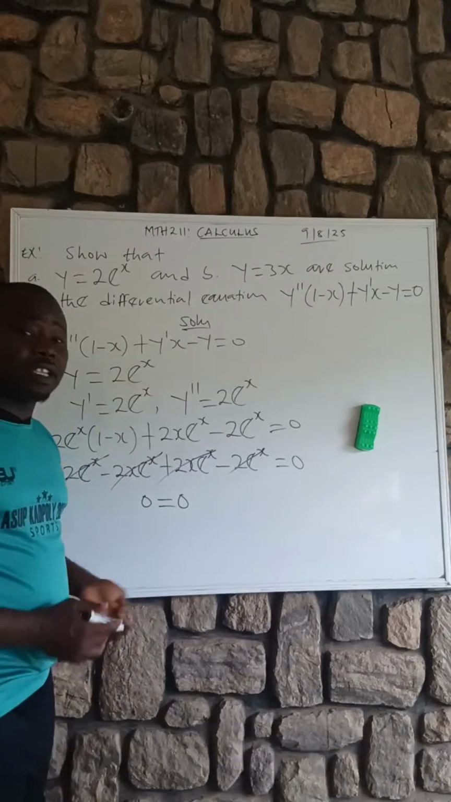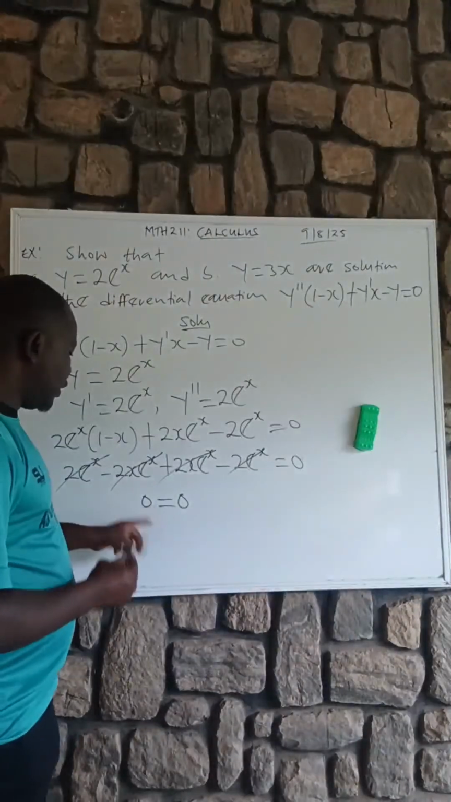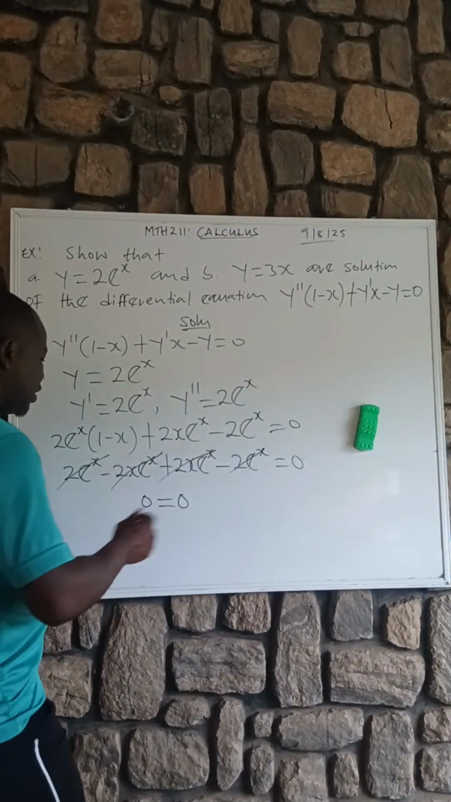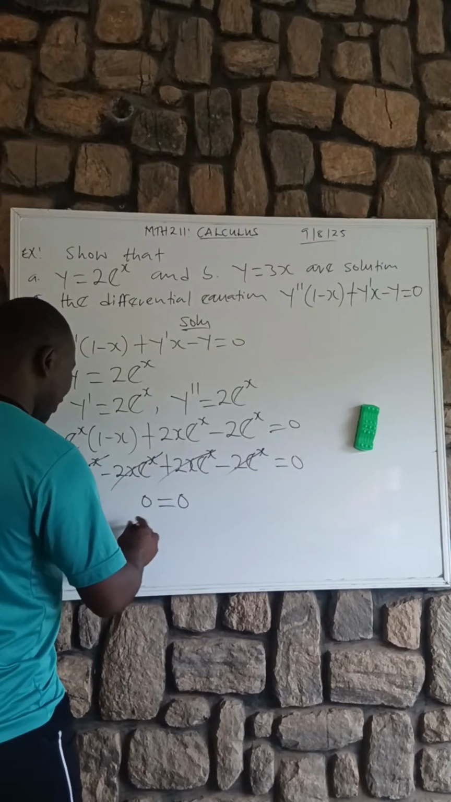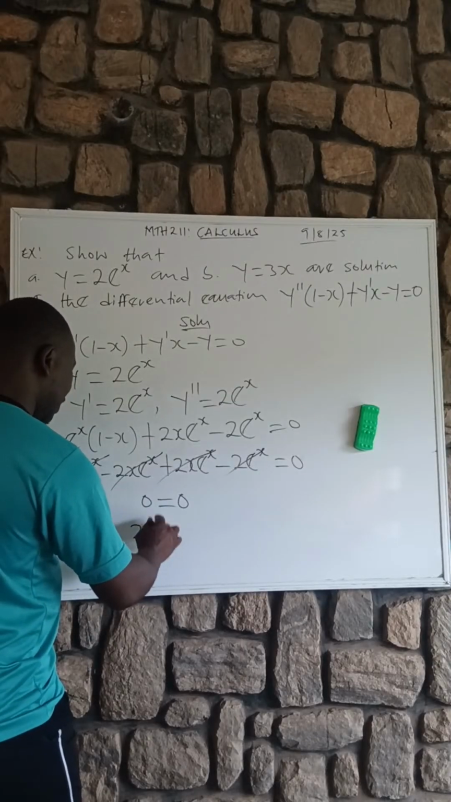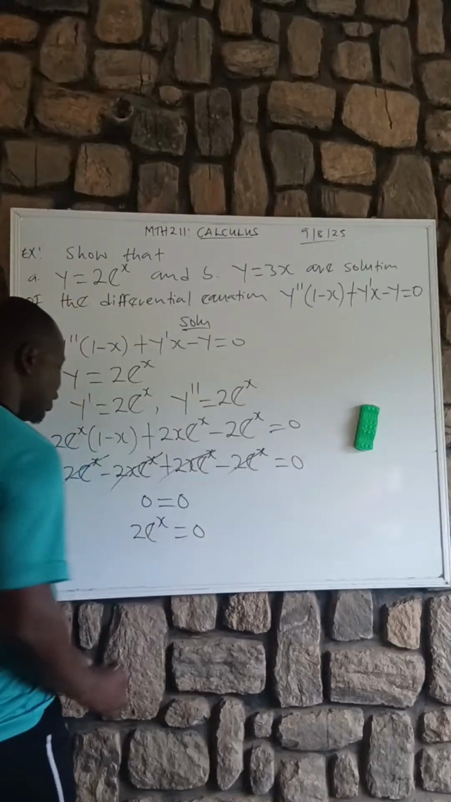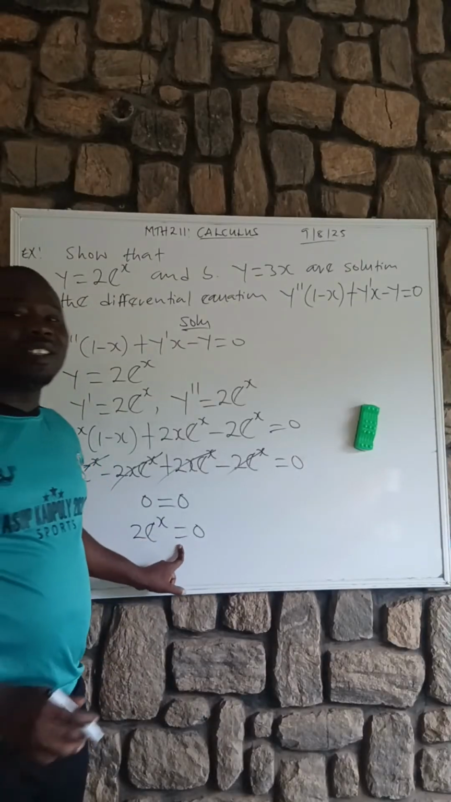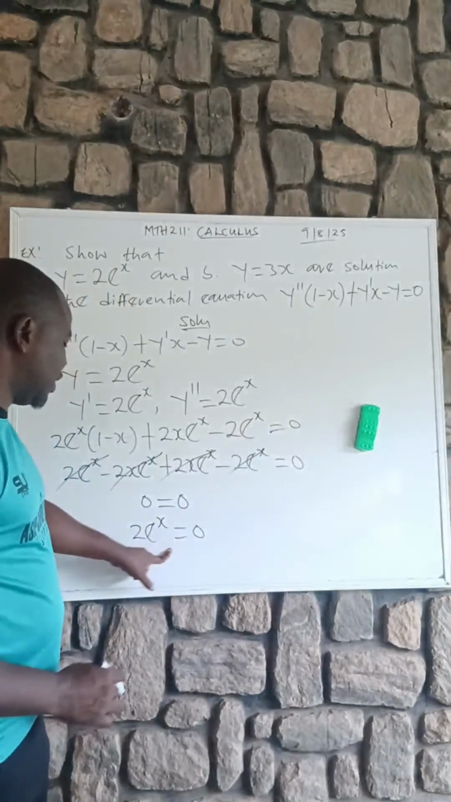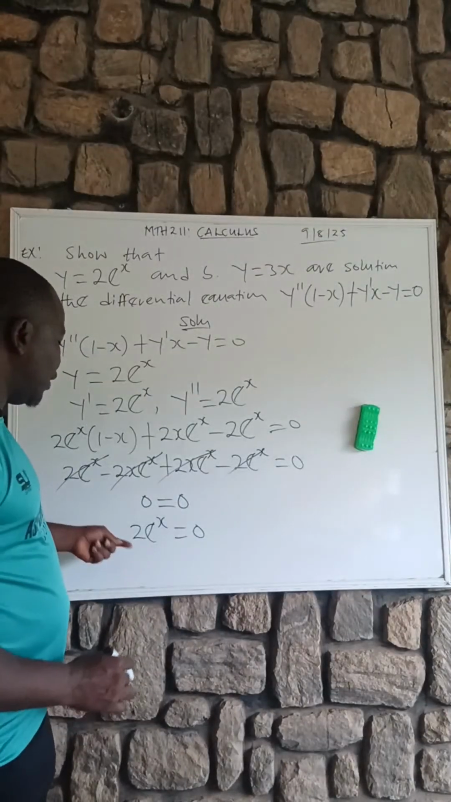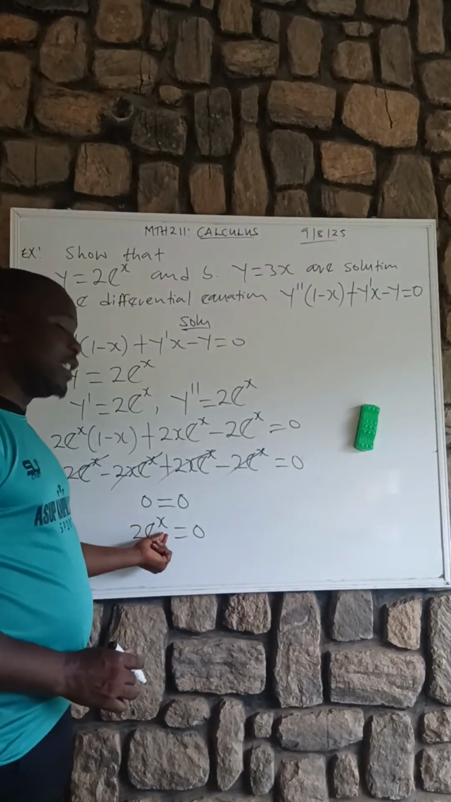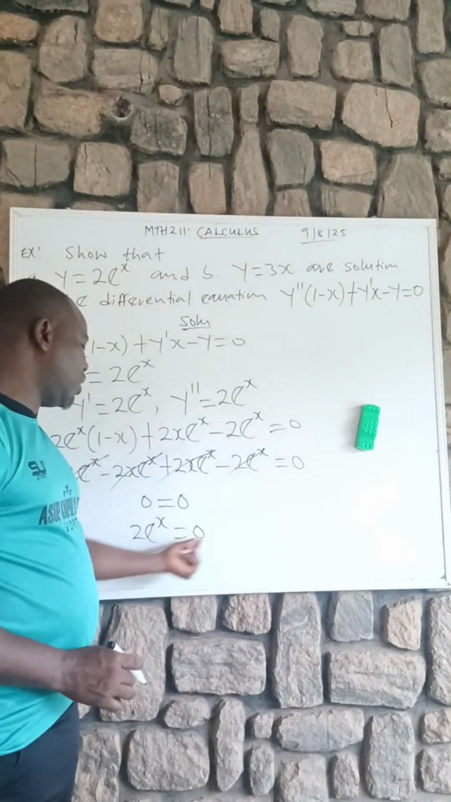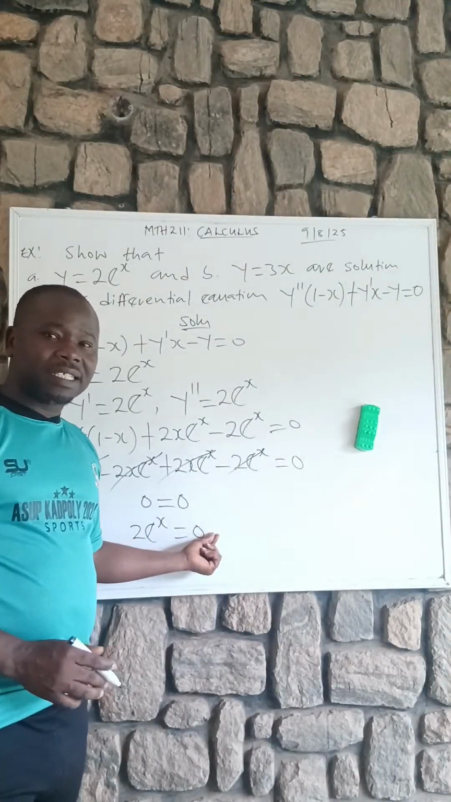You can now see that 0 is equal to 0. But assuming the left hand side, maybe all of a sudden you got exponential x equals 0, it means this can never be a solution to this differential equation. Why? Because the left hand side is not equal to the right hand side. Take note.